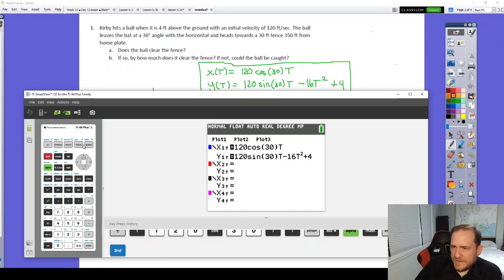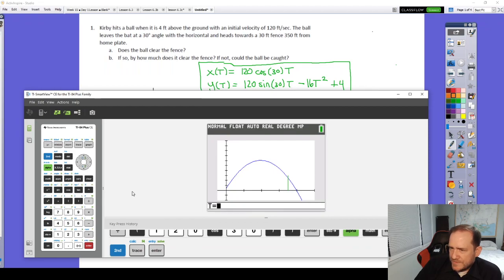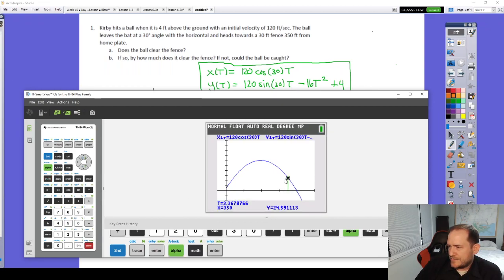I can go second calc and choose value. And then you can enter a t value. So alpha a is my t value. And it'll actually show on the graph that when x is 350, the time is 3.367, and the height is only 24. We were trying to go over a 30-foot fence, so we know it's not happening.